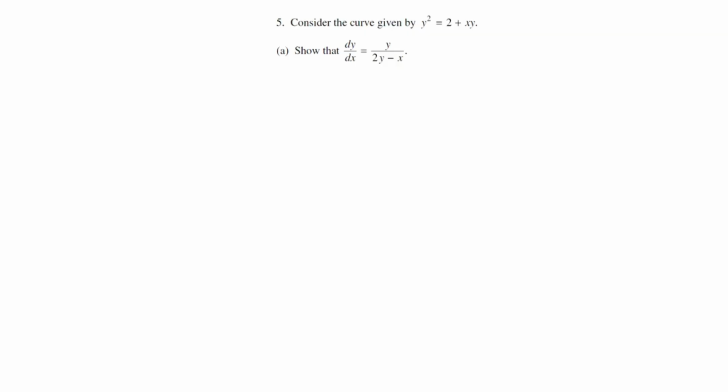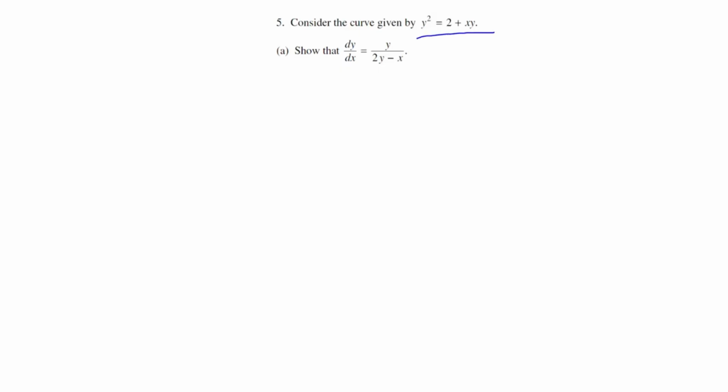All right, this is question number 5 from the 2005 Form B AP Calculus AB exam. It's a function FRQ, where we're given the curve y squared equals 2 plus xy. And we just first want to show that dy dx is y over 2y minus x. So we'll use implicit differentiation.